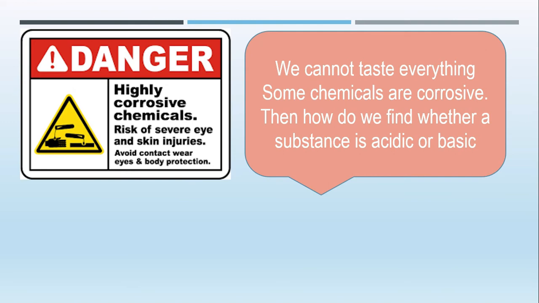If I ask you which of the following contains acid, you can't go on touching or tasting them to find out, because you don't know whether it is strong or weak, so it can be dangerous to you. You cannot touch or taste every chemical just to tell whether it is acid or base. So what should we do? How will we find whether a substance is acidic or basic?